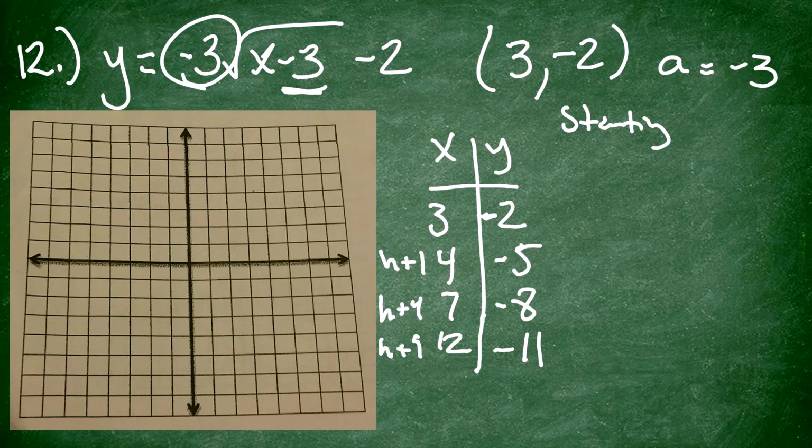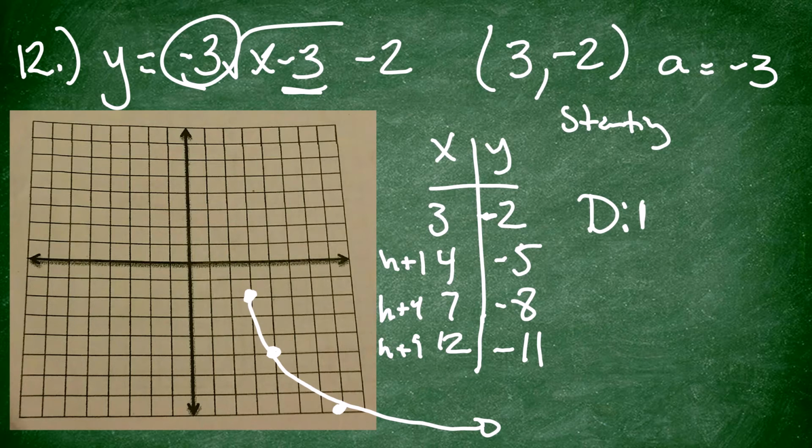So I go 3, 2, 1, 2, 3, down to negative 2. I go over 4, down to negative 5. I go over 7, down to negative 8. Oh, I messed up on the last point. Should go here, and there's negative 8. There we go.